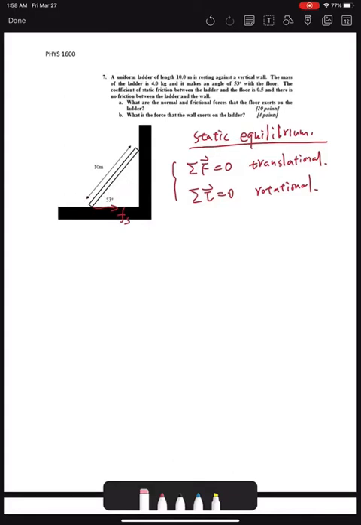So first of all, let's set up the free body diagram of this ladder. Here we already have Fs, and we also have a normal force here. We labeled that N1. And we have weight, that is mg. And we have another normal force from the wall. Let's label that N2.